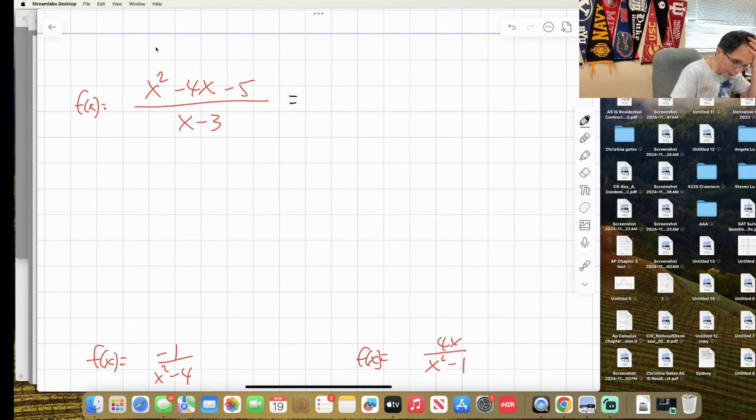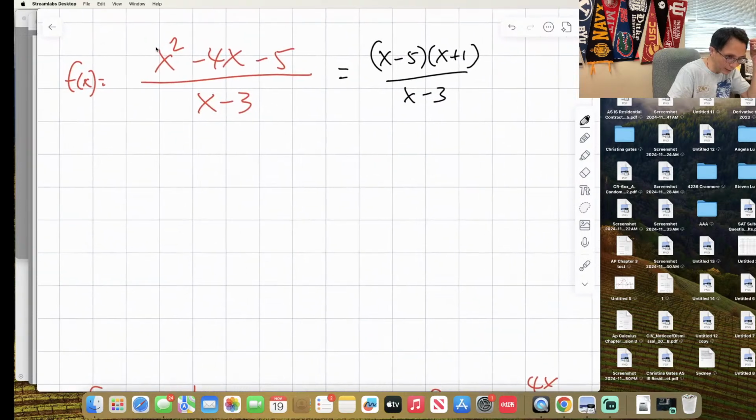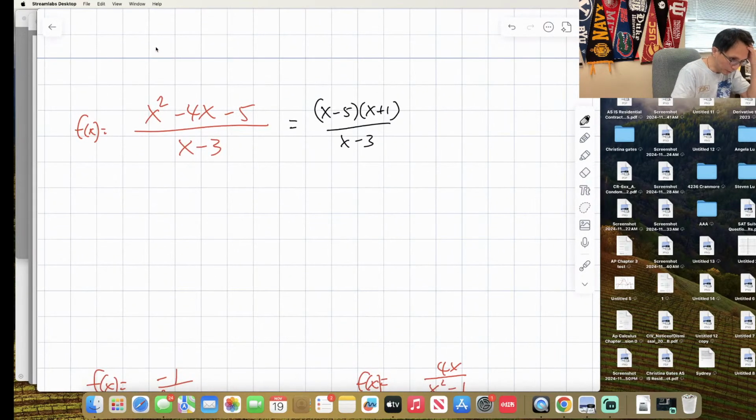I'm gonna try to factor as much as I can. So I think that's gonna be x minus 5 and x plus 1. Is that okay? Now I check for slant and vertical asymptotes, and let me find if there are any holes. In this case, holes: none, because there's no canceling factor. Domain is gonna be from negative infinity to 3, and 3 to infinity, union. So that's the domain. Is that okay?